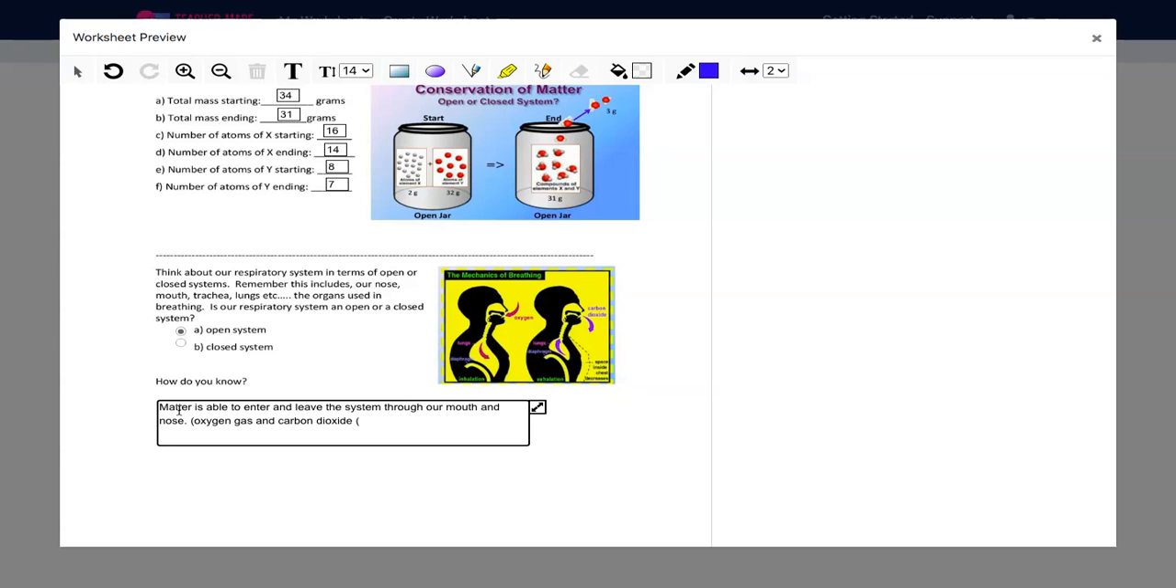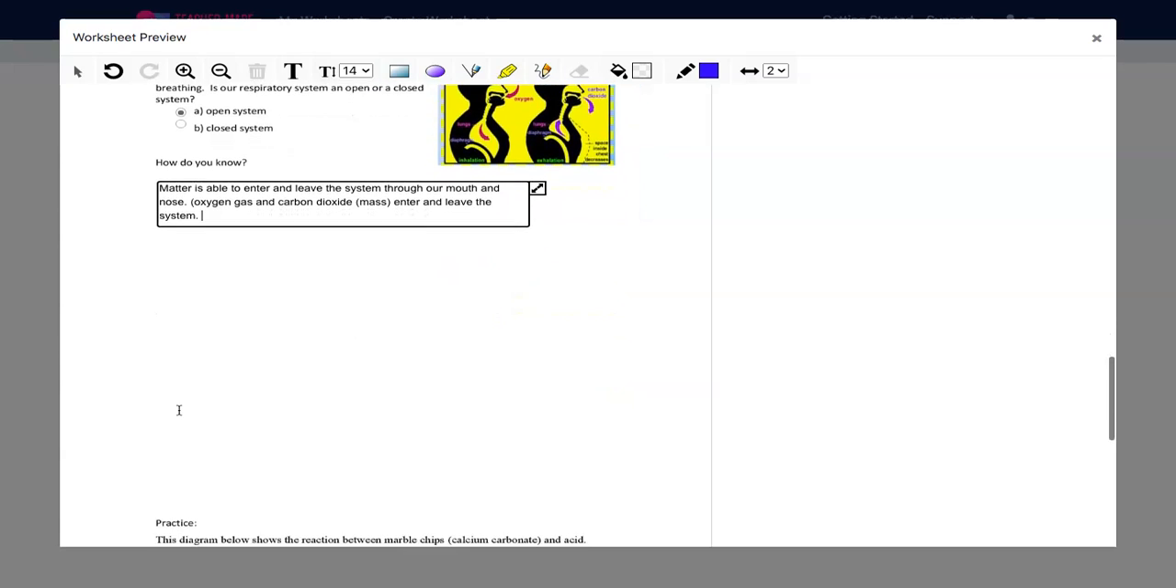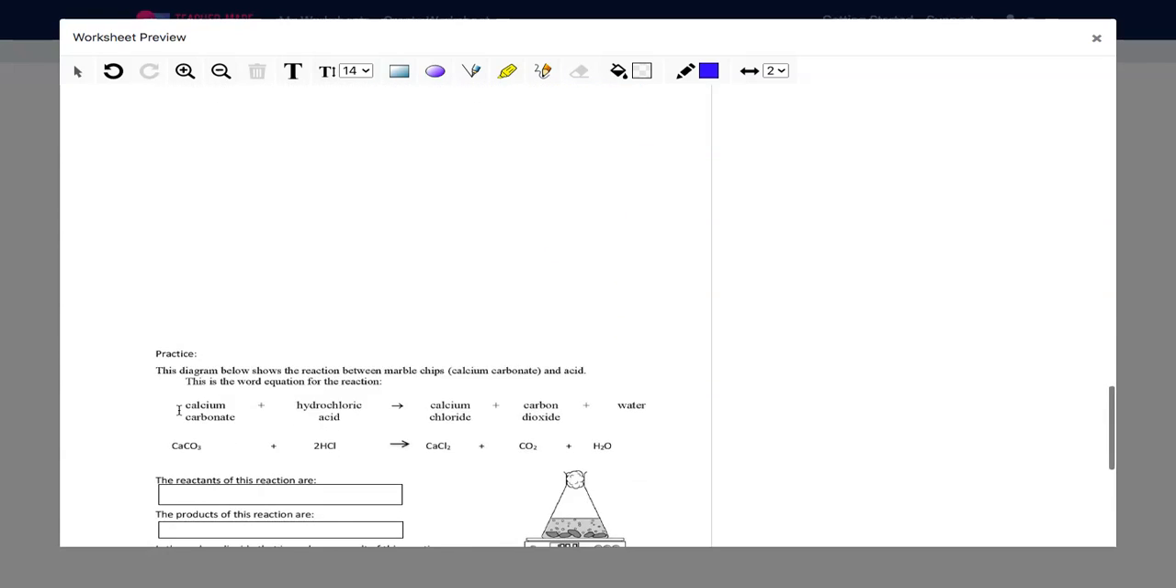And both of those are made up of molecules that have mass, and they enter and leave the system. Because we're constantly inhaling and exhaling through our nose and through our mouth, and we're exchanging materials with the environment, our respiratory system would be considered to be an open system.